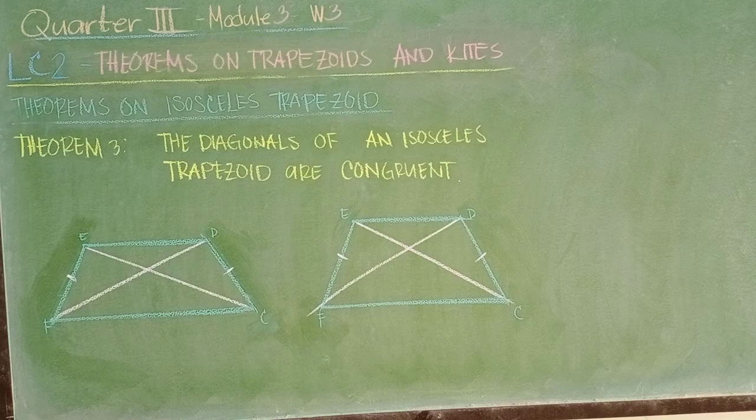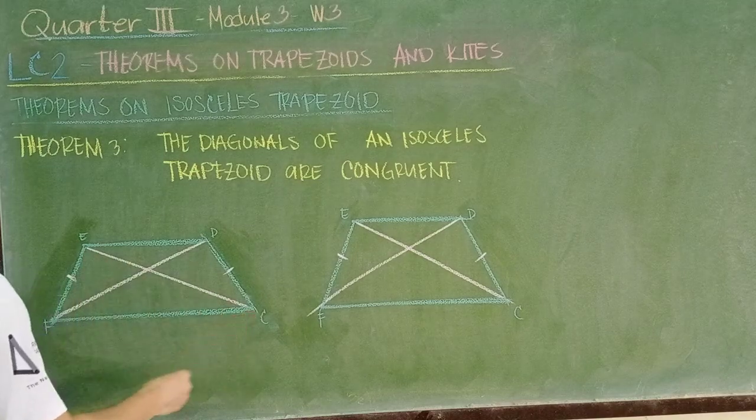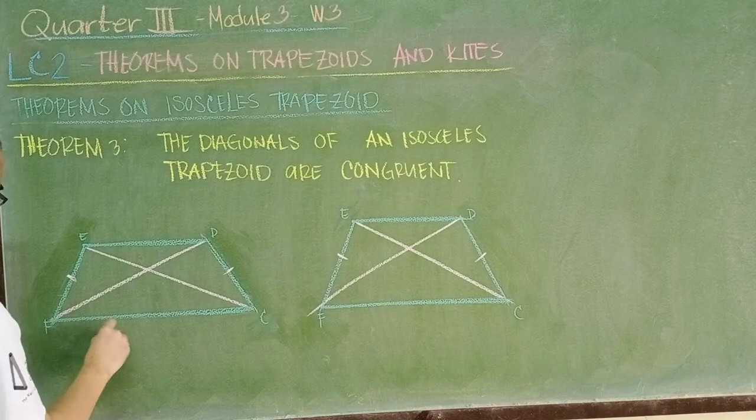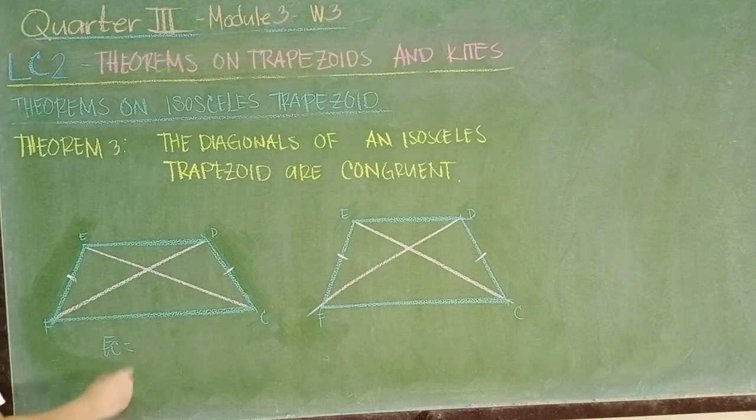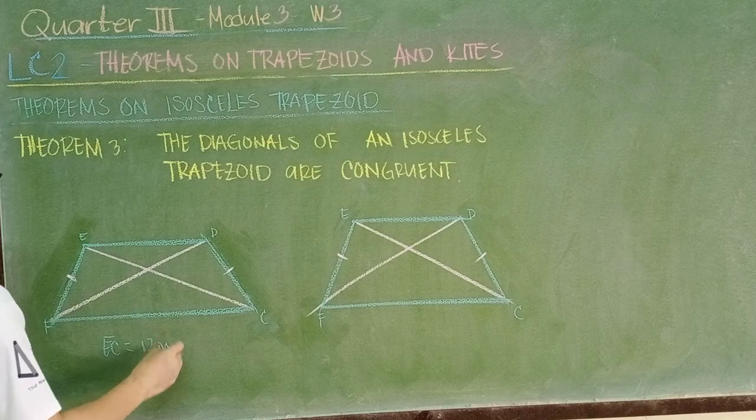Next, examples 1 and 2 for theorem number 3. So for number 1, we have given if EC is 12 inches, how long is DF? So, yung EC natin that is nakalagay is 12 inches. Yung diagonal EC, line EC is equal to 12 inches.